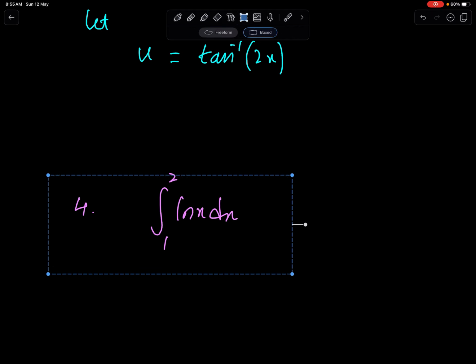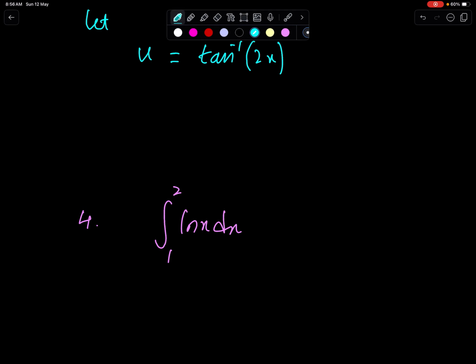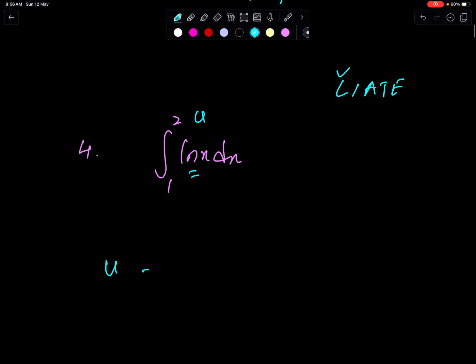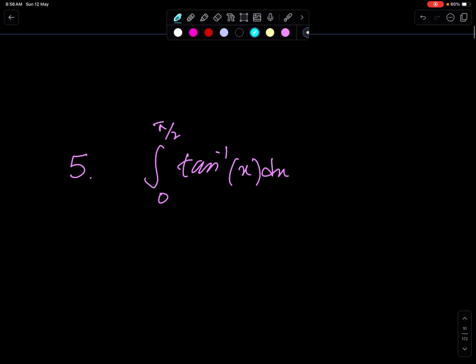In this example, see, we have just ln x, no product. I told you we use integration by parts to integrate ln functions as well. So since we have just one function and L always comes first in LIATE, therefore u is ln x. ln will always be u. Another example. Here we have just inverse of tan. So u is tan inverse.